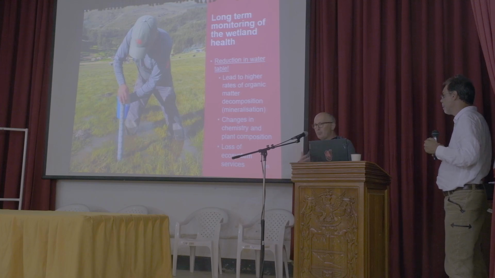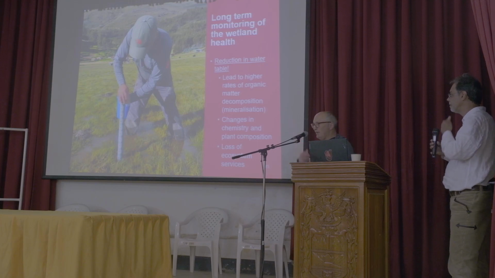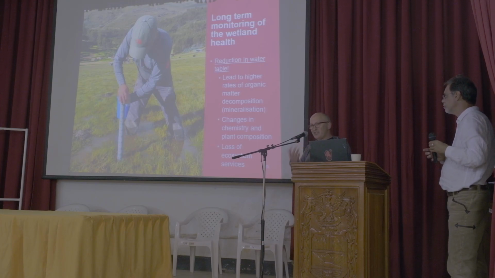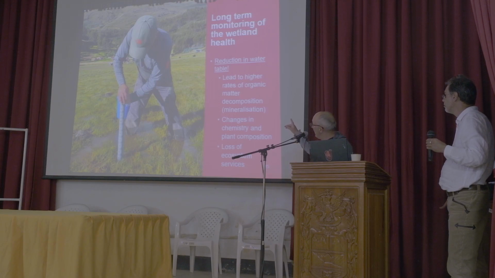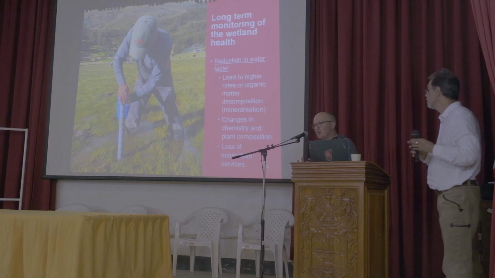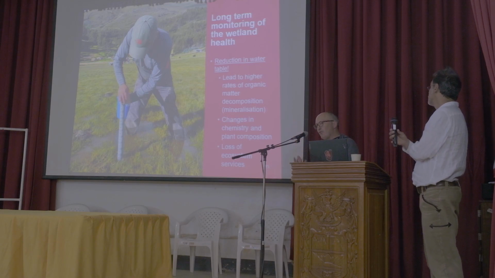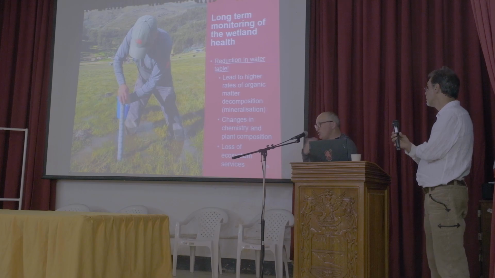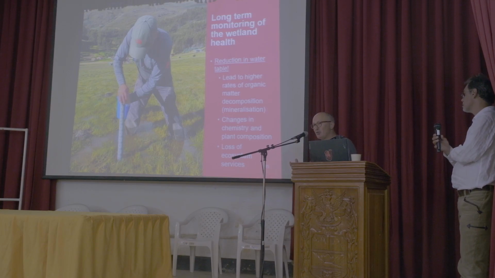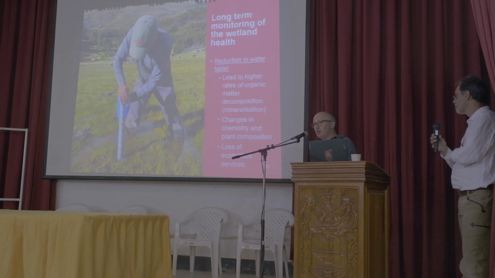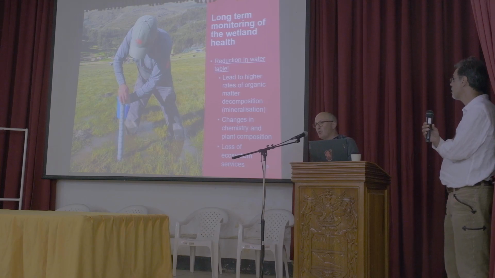So to give you an example of what I mean by this, in the text here I said, if we have a scenario where there's a reduction in water level within the wetland over a sustained period of time, that is likely to lead to a higher rate of organic matter decomposition, or what I also refer to as mineralization. That in turn will lead to changes in the chemistry and composition of that wetland, and that in turn will lead to a loss of the ecosystem services that we've spoken about.